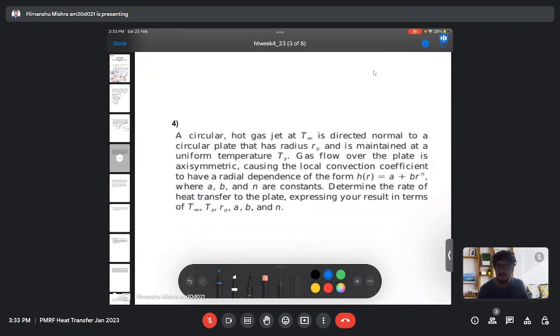So the next question is a circular hot gas jet at T infinity is directed normal to a circular plate that has radius R naught and is maintained at a uniform temperature Ts. The gas flow over the plate is axisymmetric, causing the local convection coefficient to have a radial dependence of the form h(r) = A + B r to the power n, where A and B are constants. We need to determine the heat transfer to the plate in terms of T infinity, Ts, and the constants.